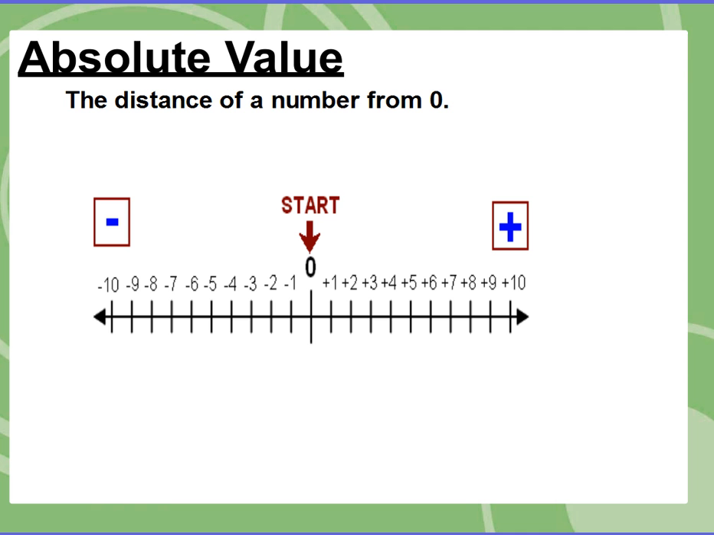New word today, though, is absolute value. Absolute value is the distance of a number from 0. There are some special symbols around absolute value, but we're not going to look at those today. We're just going to talk about the distance of a number from 0.